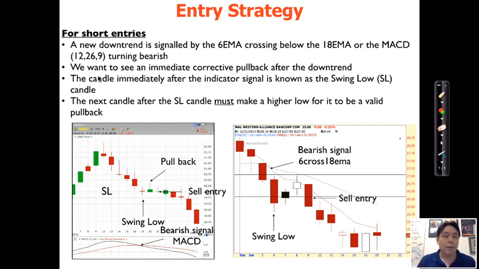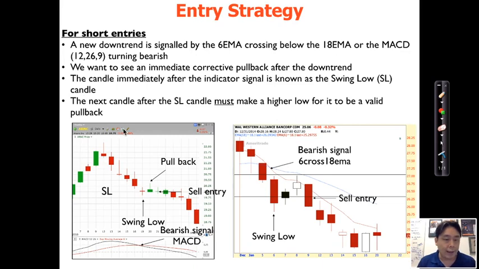So again, right after the downtrend is signaled, we want to see an immediate pullback after the downtrend. Okay? The candle immediately after the indicator signal is known as a swing low candle. So right after the cross, we've got the swing low candle. And right after the swing low candle, the next candle must make a higher low for it to be a valid pullback. Okay? And that's when we can take a trade to go short on this stock.